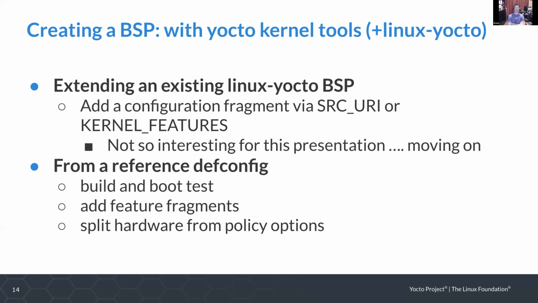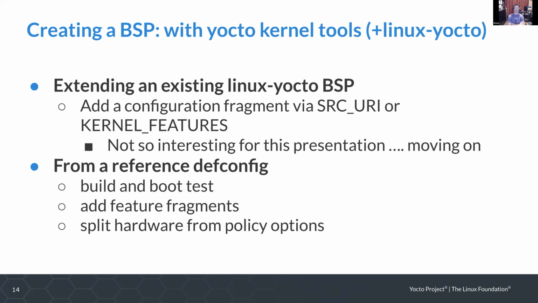If you're extending an existing linux-yocto BSP, you could just add your own configuration fragment through the source URI or through kernel features. So you could just specify that you wanted to add something on top. The base kernel type, the features, and the BSP get applied, and then your stuff gets applied on top. So you get a chance to turn things on or off or change things. That's pretty simple, and it's not so interesting for this presentation, so that's all I'll mention on that.